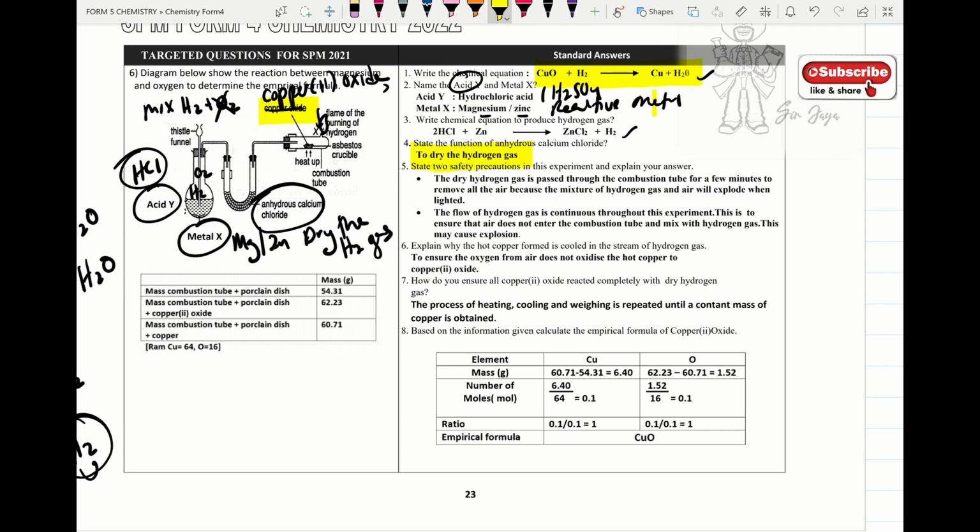State two safety precautions in this experiment, and explain your answer. Before we heat up the combustion tube, we must dry the hydrogen gas. The dry hydrogen gas must pass through the combustion tube for a few minutes to remove all the air, because the mixture of oxygen and hydrogen gas will explode when we light up the combustion tube. And we must ensure the hydrogen gas flows continuously. This is to ensure the air does not enter from the opening here, as this may cause an explosion.